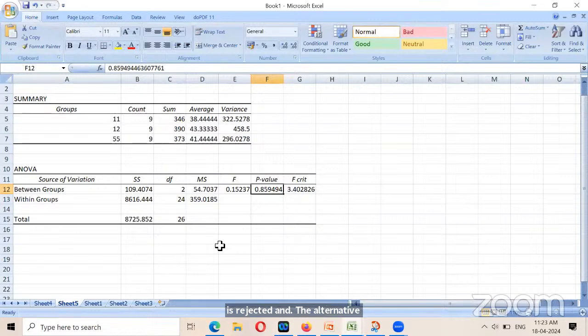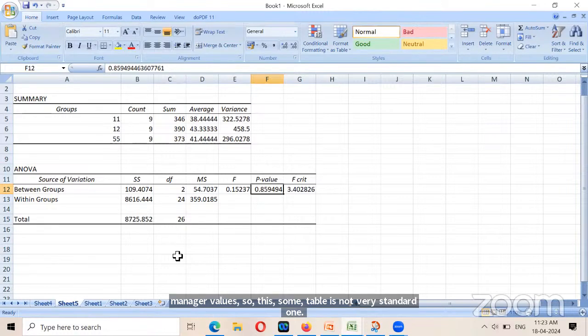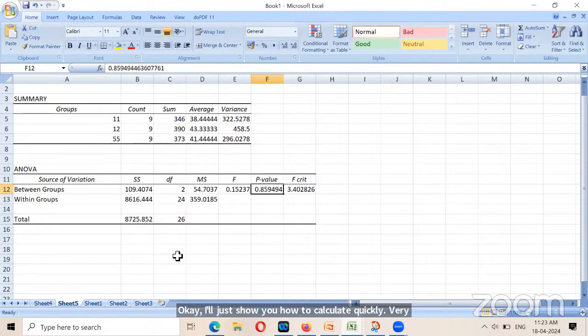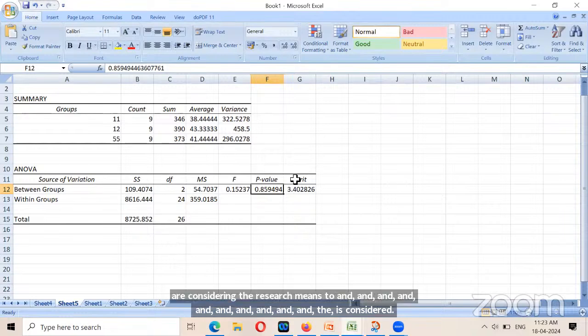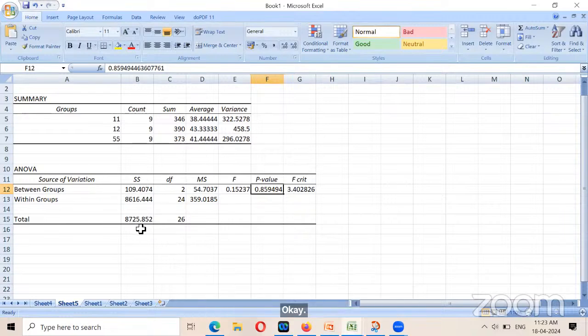See here, we took very random values, so this summary table is not a very standard one. I have just shown you how to calculate quickly and very easily in Excel. It is also considered okay if you are doing research: if you put your values here and calculate ANOVA this way, it is considered valid. The only thing is you need to understand the summary table of ANOVA.